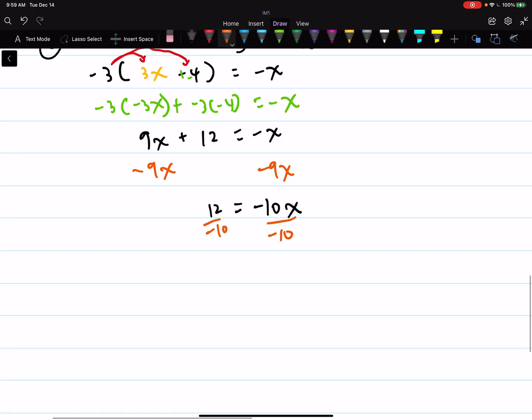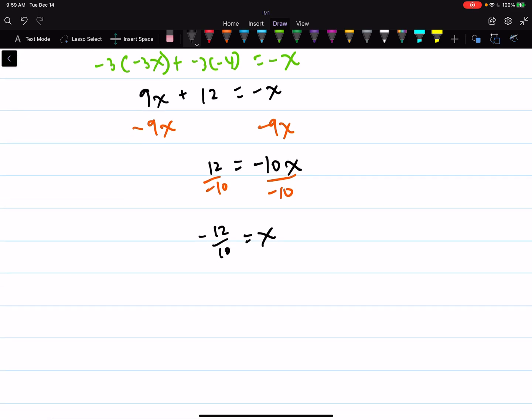And then 12 divided by negative 10 is just negative 12/10. Now, if you want to simplify it, you can do this. You can do negative 12/10. I can divide the top and bottom by 2, the numerator and denominator. Negative 12 divided by 2 is negative 6, and 10 divided by 2 is 5. So my answer, simplified, is negative 6/5.